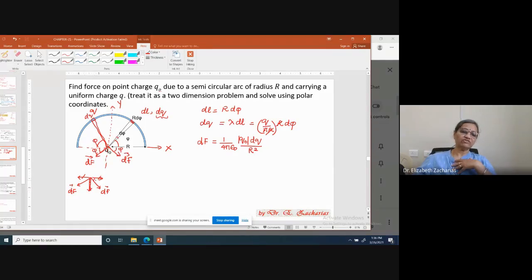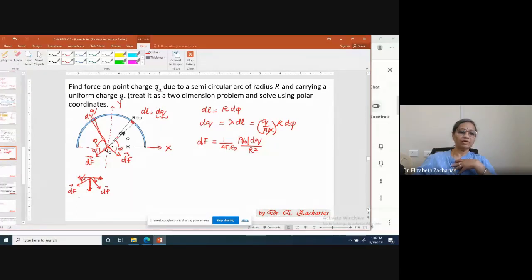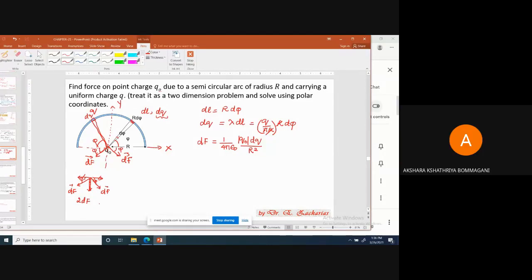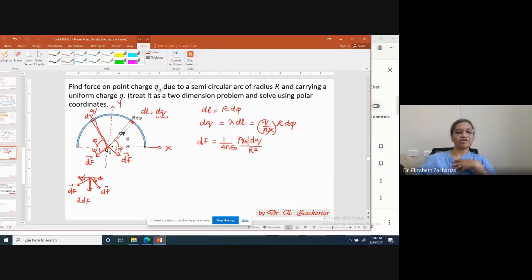Okay, so if this angle is phi and this angle is also phi, so what will this be? This will be 2dF cos theta or sin theta? Sin theta, sin phi, because just imagine this right angle triangle. This is going to be vertical, therefore sin phi. So let me call this the net force dF acting along the y-axis. So I will write it as dFy. Okay, so what will be the net force now?